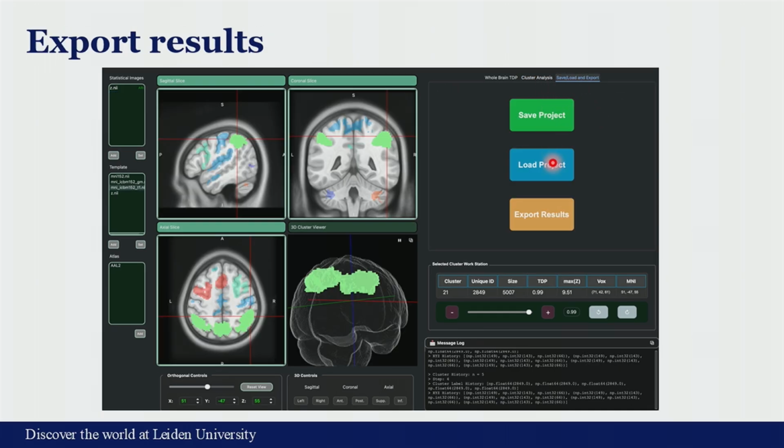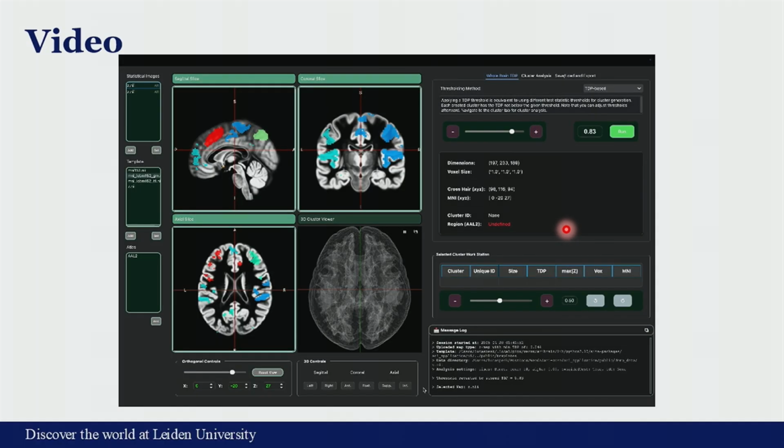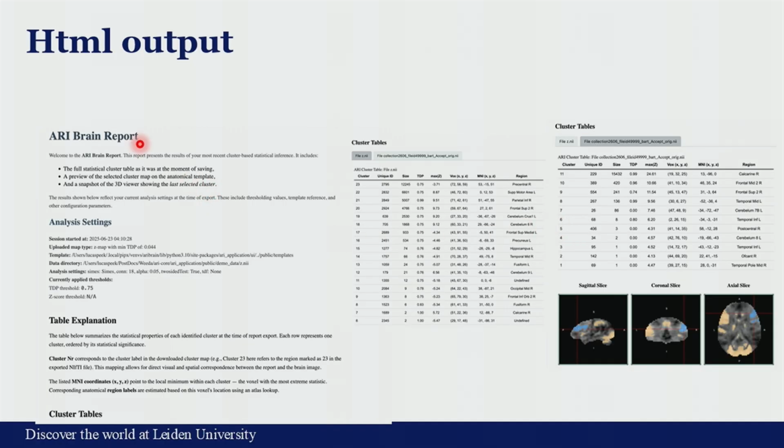Finally, you want to either save your project. Here you can also load a pre-existing project, and you can export your results. If you export your results, you select a directory, and there you will see the output. So you have a screenshot of the last selected cluster. You have a cluster map, and the TDP table that we saw earlier. And we provide a full report in HTML, which looks like this.